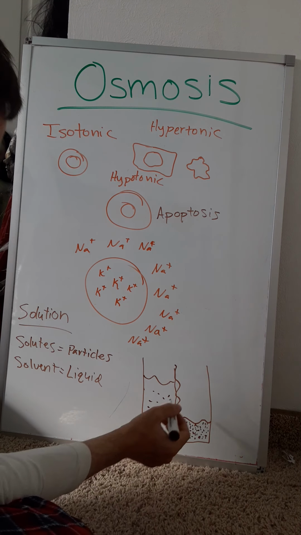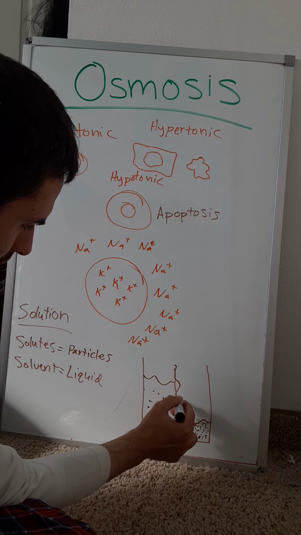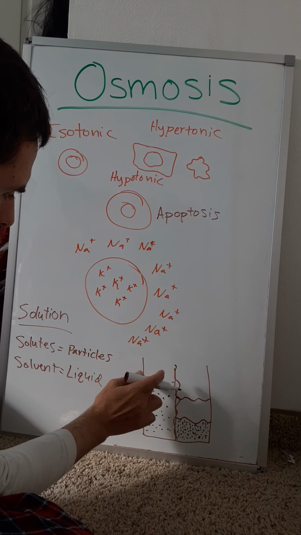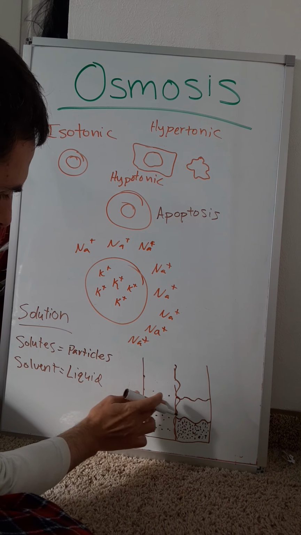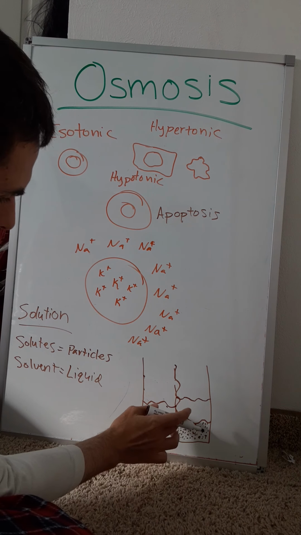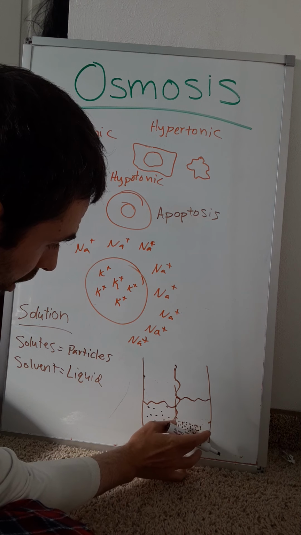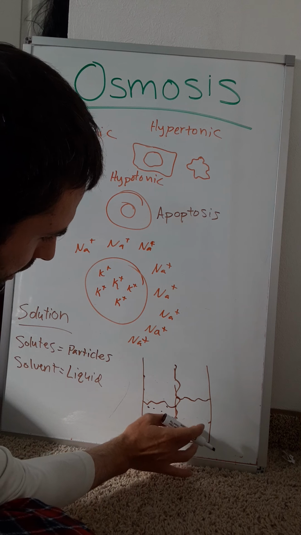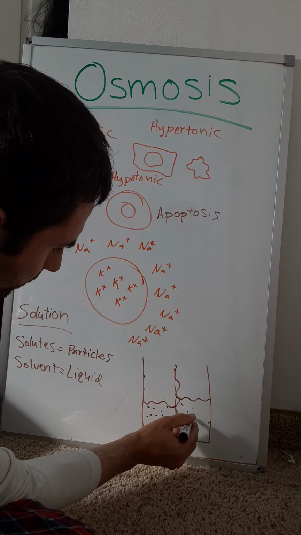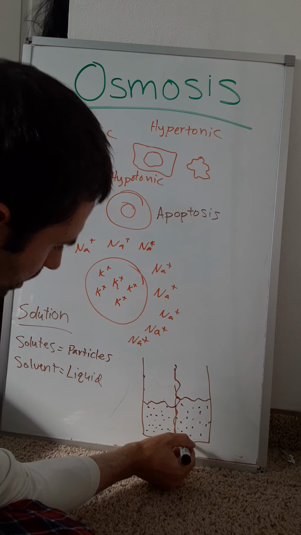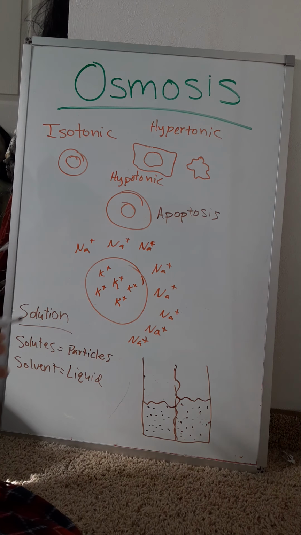So the level of the water might end up being different. So the water might come up to here, okay? And then this might drop down to here. The level of the water isn't what equalizes. It's the concentration. I mean, it could equalize, but what it's trying to do is equalize the concentration. All right, so they're equal on both sides. And that's what's happening with osmosis.